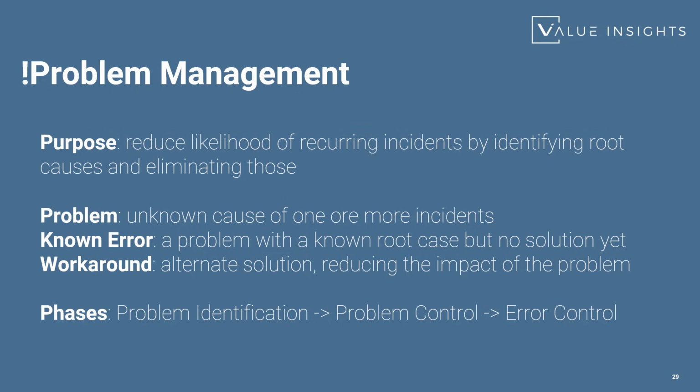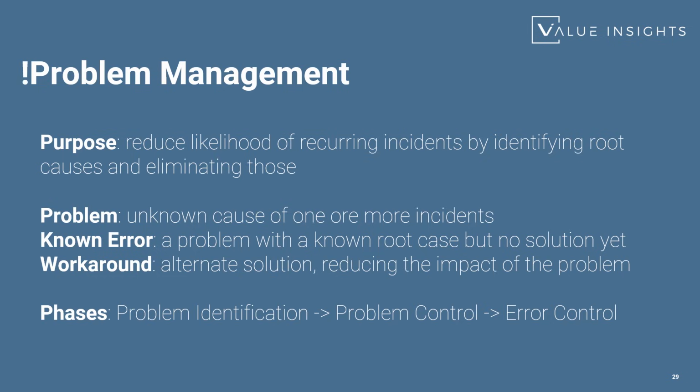Then we have workarounds. They are kind of alternate solutions, reducing the impact of problems. They are not the optimum solution, but at least something we can do until we have a permanent solution available, because sometimes that can take a very long time. Again, remember, in problem management, we don't really have that kind of time pressure that we have in incident management. So watch out for that, okay?